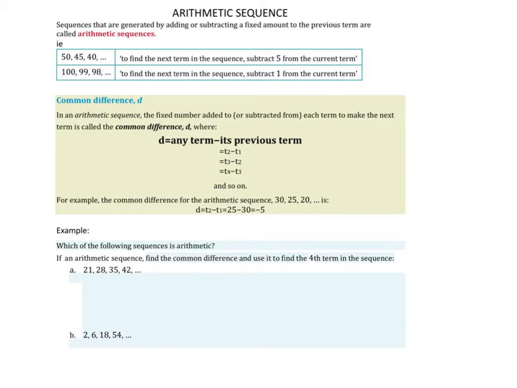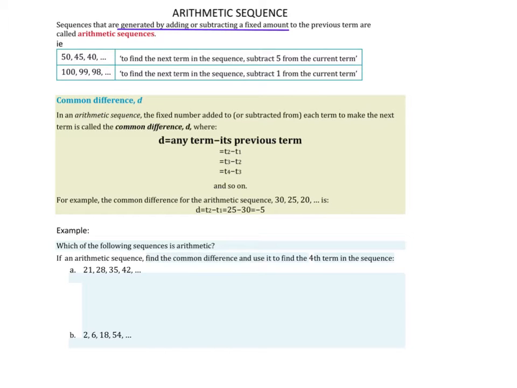So we're going to be looking at two different types of sequences, an arithmetic sequence and a geometric sequence. Our concentration is on an arithmetic sequence today, and that is where the terms are generated by adding or subtracting a fixed amount. And an arithmetic sequence has this thing called the common difference.